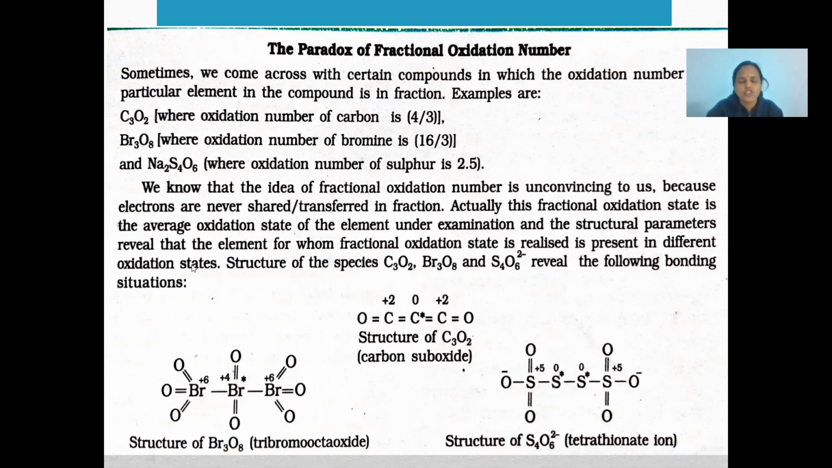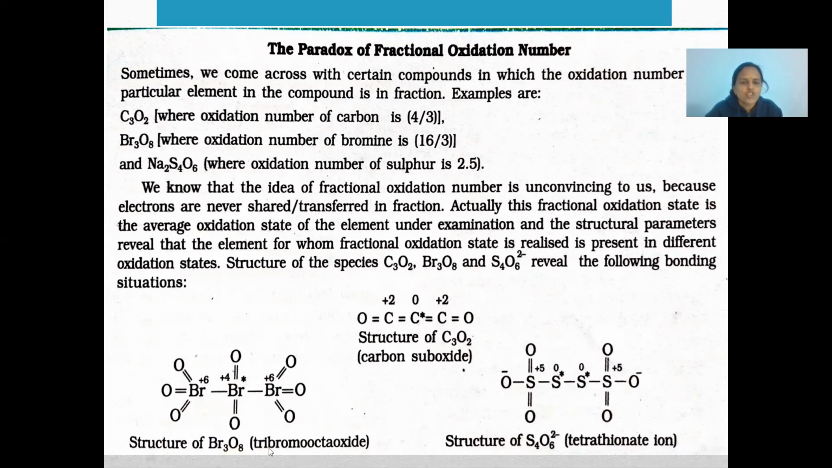So if you look at the structures, then it will be clear to you why we get the fractional oxidation number. Here, when you look at the structure of C3O2, carbon suboxide, average oxidation number comes out to be 4/3. But when we draw the structure of it, this is the structure of C3O2. First carbon is present in +2 oxidation state. Second carbon is present in 0 oxidation state. And third carbon is present in +2 oxidation state. When you take the average of it, it comes out to be 4/3. And that is actually the average oxidation state of the element which we get.